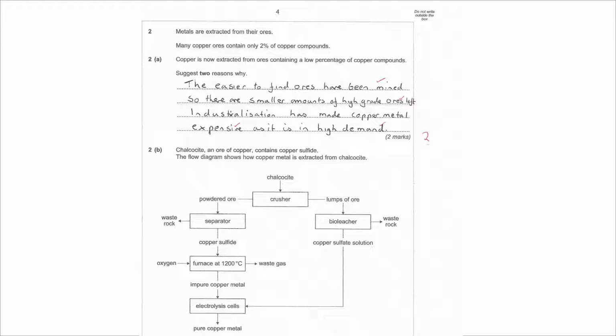Moving on, we've got chalcocite, an ore of copper containing copper sulfide. The flow diagram shows how copper metal is extracted from chalcocite. You've got the 2 methods: the more modern one using bioleaching, and the older one which involves crushing it up, putting it through a separator and then heating it in a furnace. Both of them come back to using electrolysis at the end. Very energy intensive process. It needs lots and lots of electricity. A lot of this is done in places where they've got good cheap electricity from hydroelectric plants, stuff like that.